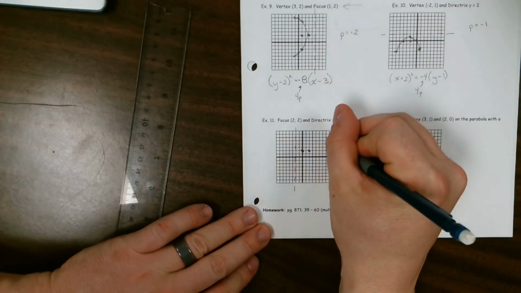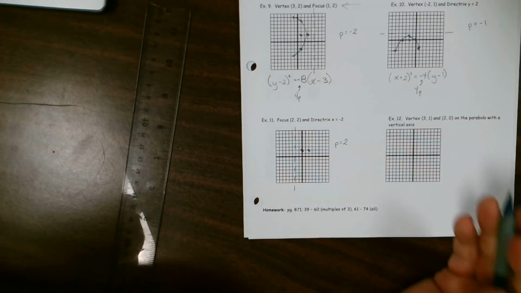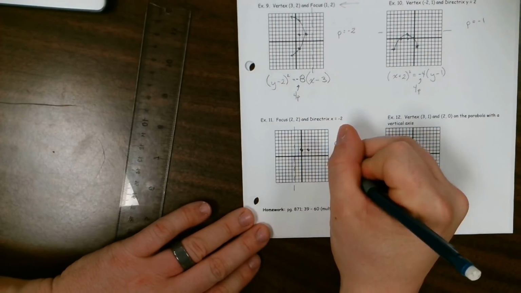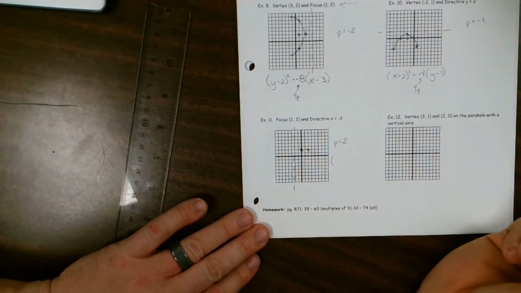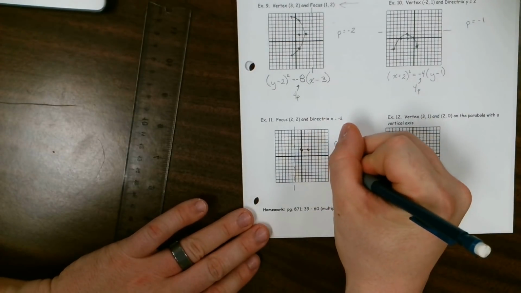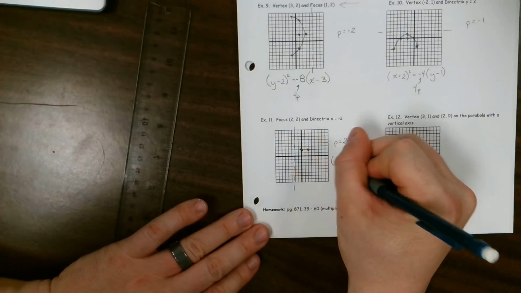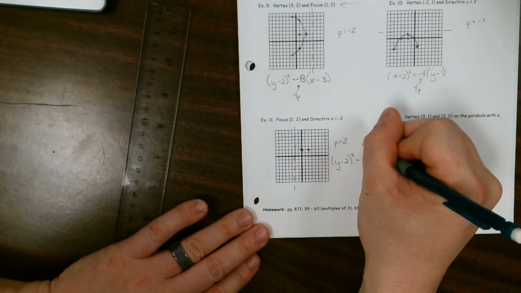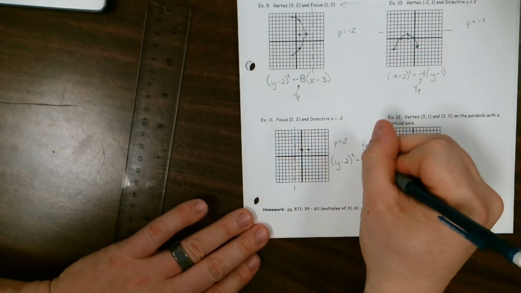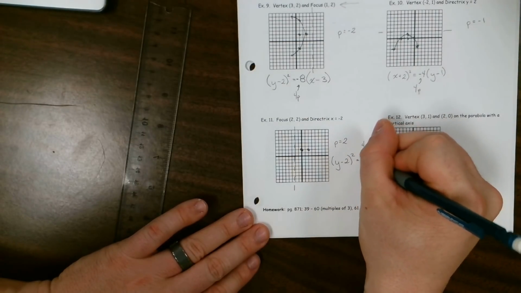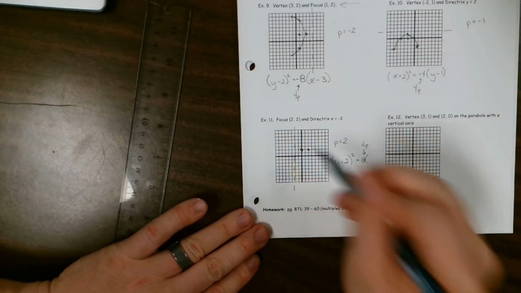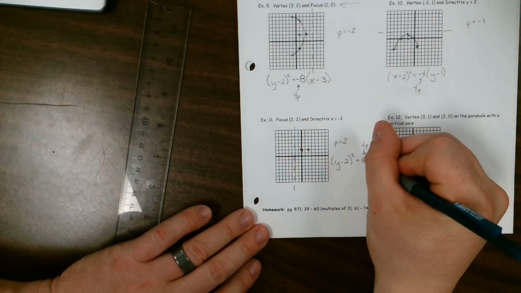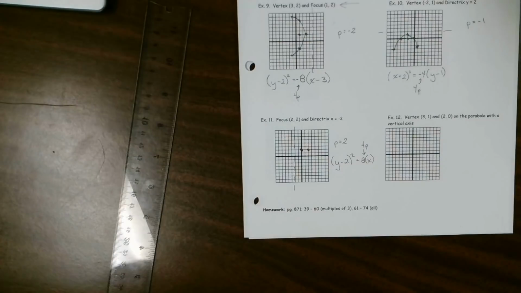So that means that our p-value is 2. The distance from our vertex to our focus is 2. Our equation is going to be that of a y squared variety. So y up 2 will be y minus 2 quantity squared is equal to 4p, which is the value that goes in right here. So 8. And then our x, we're not shifting laterally in any direction. So it's just y minus 2 squared is equal to 8x.